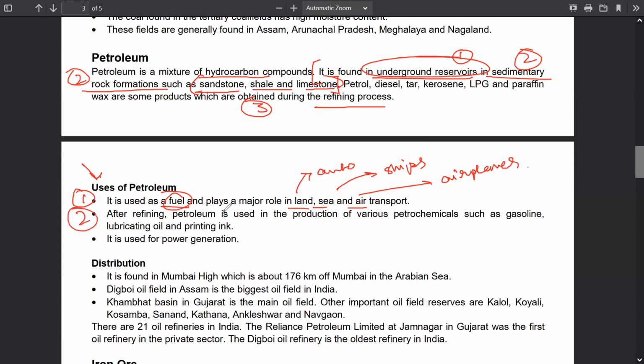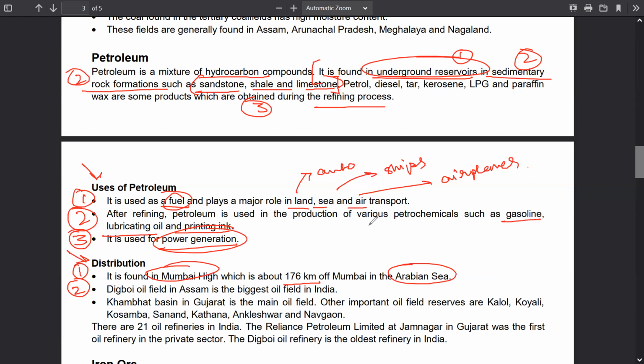Point 2, after refining, petroleum is used in the production of various petrochemicals such as gasoline, lubricating oil, and printing ink. And finally, it is used for power generation. Okay, let's look at the distribution now. It is found in Mumbai High, which is located 176 km off Mumbai in the Arabian Sea. This is the first point. Digboy oil field in Assam is the biggest oil field in India.